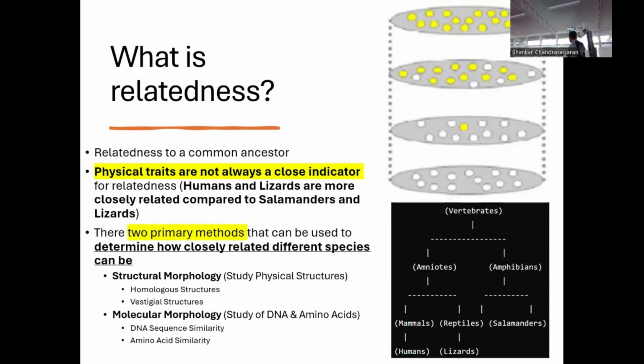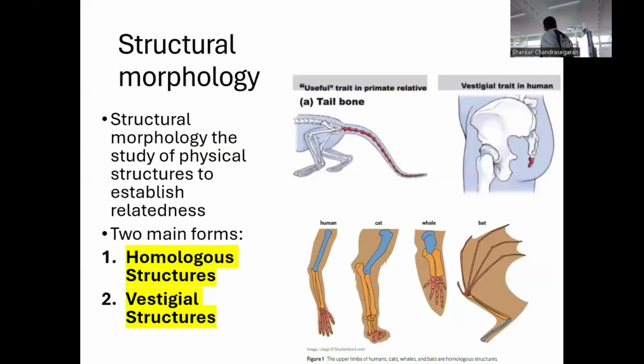So that's why it is important to note that physical traits are not always the key determiner of how closely related a species are. You always have to study two forms, which is structural morphology, where we actually study their physical traits, and the second one, which is molecular homology, how closely related are their genetic makeups, right? That is more of a key indicator than this structural morphology anyway. Okay, so those are the two primary methods that we are going to be looking at today. Let's have a look at the first one.